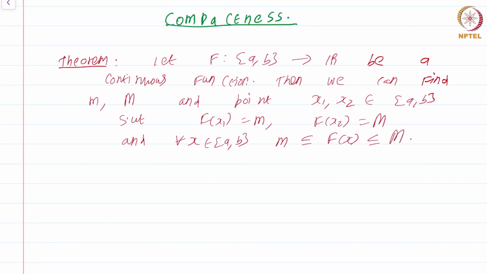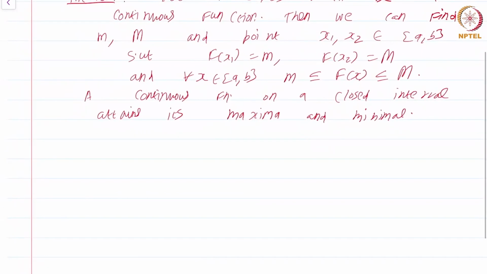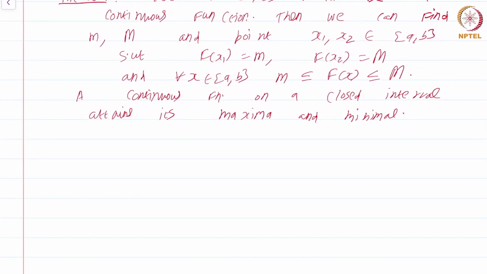This is just a very roundabout way of saying that a continuous function on a closed interval attains its maxima and minima. There is a maximum and a minimum value for that function, and this is attained inside this closed interval.